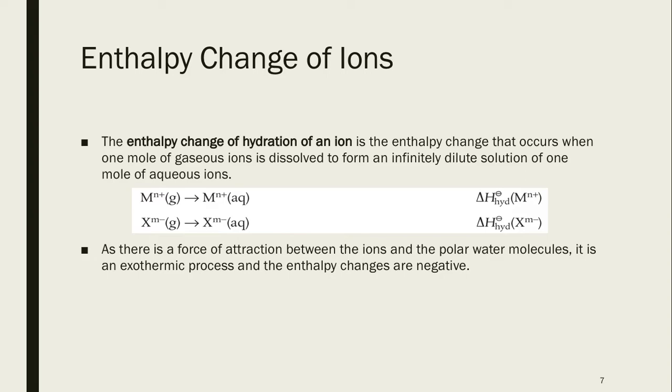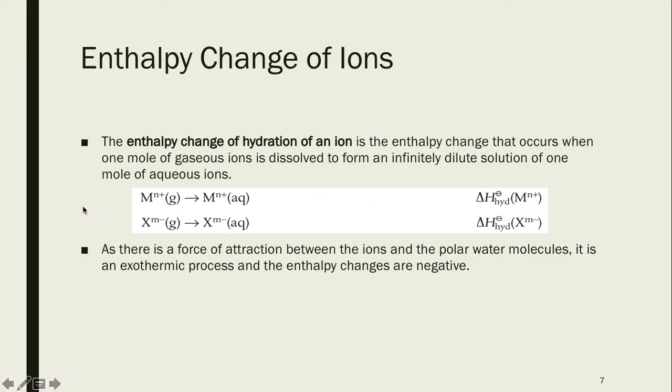Here we can see what an equation would look like if you were asked to identify it. The enthalpy change of hydration of an ion is the enthalpy change that occurs when 1 mole of gaseous ions is dissolved to form an infinitely dilute solution of 1 mole of aqueous ions. We do that for the cation, which we can see first because it is positive, and then we do it for our anions. So there are 2 hydration enthalpies that we have to take into account.